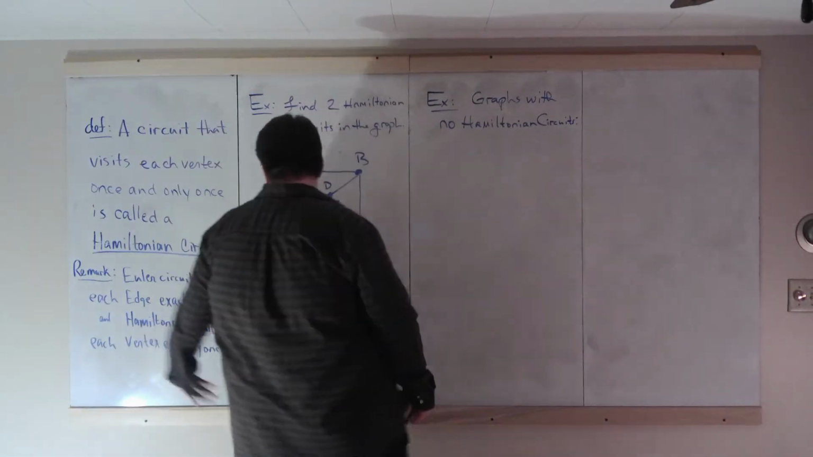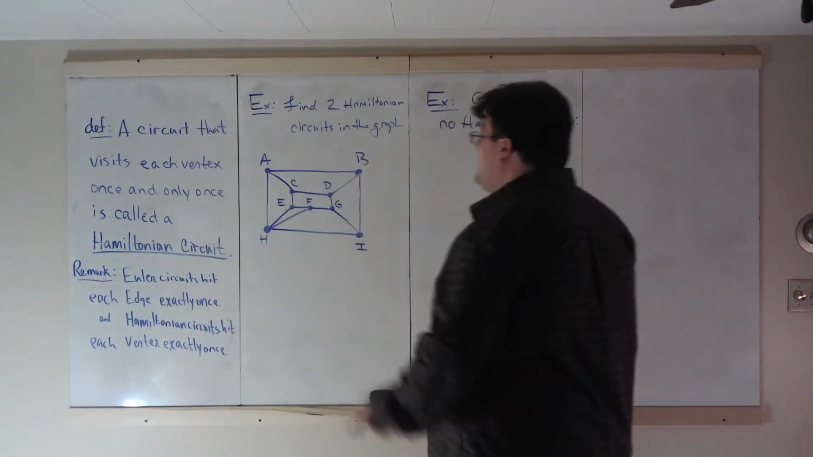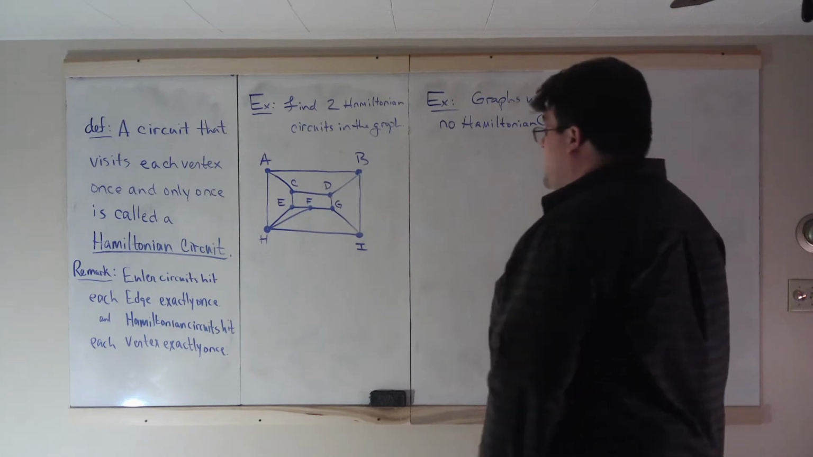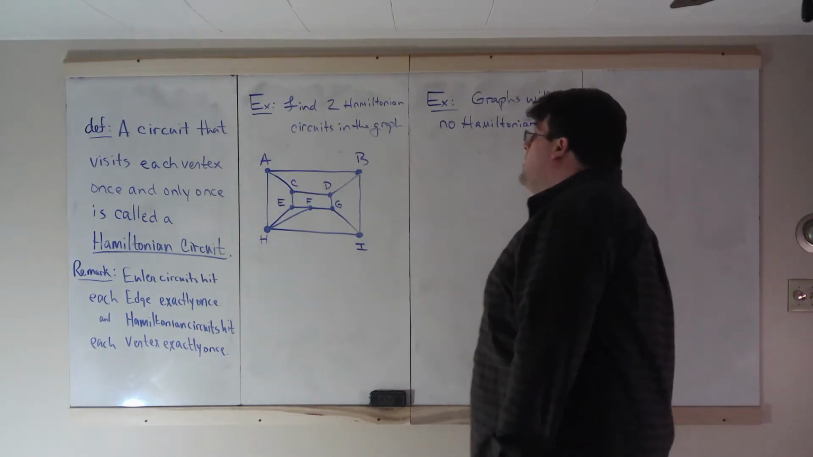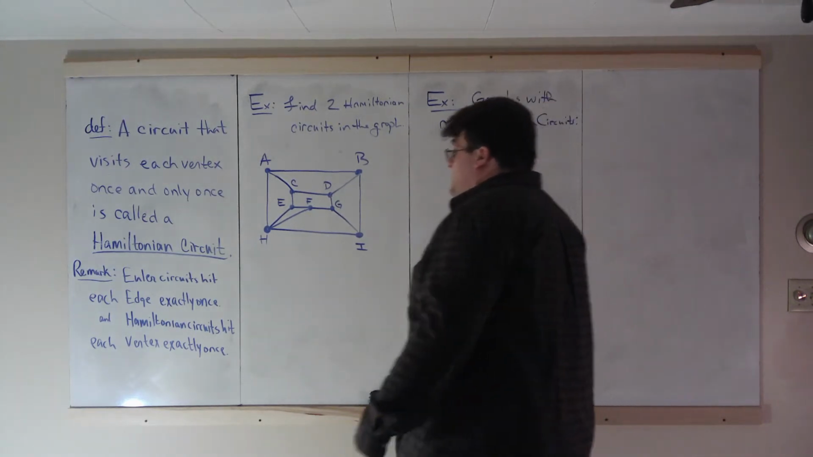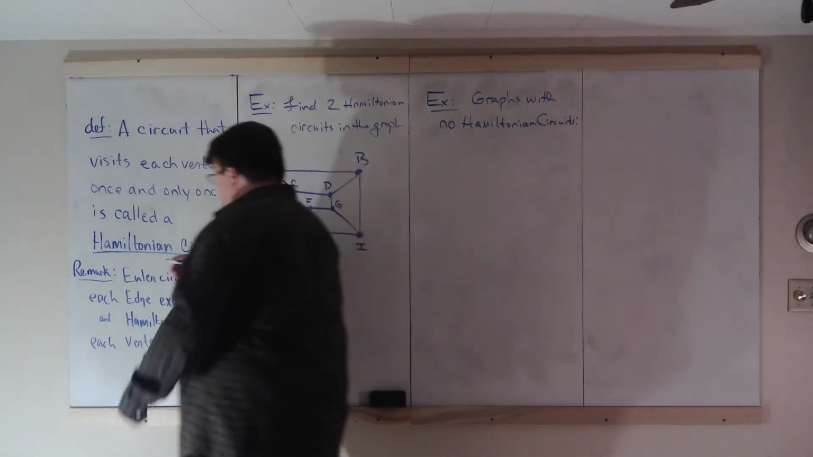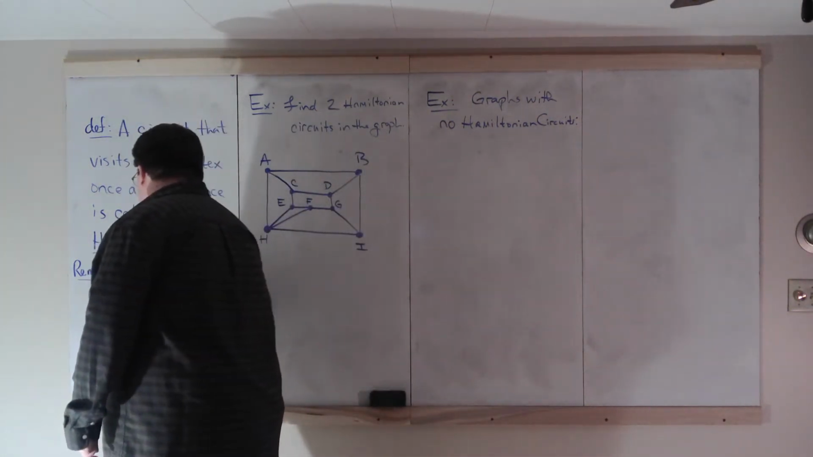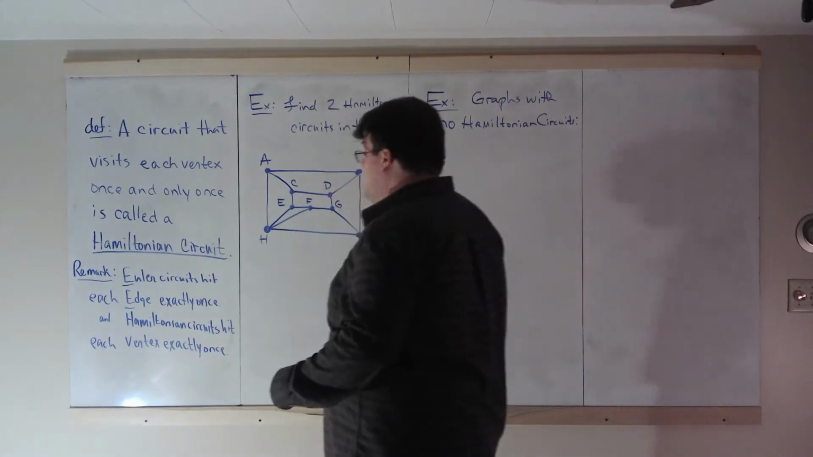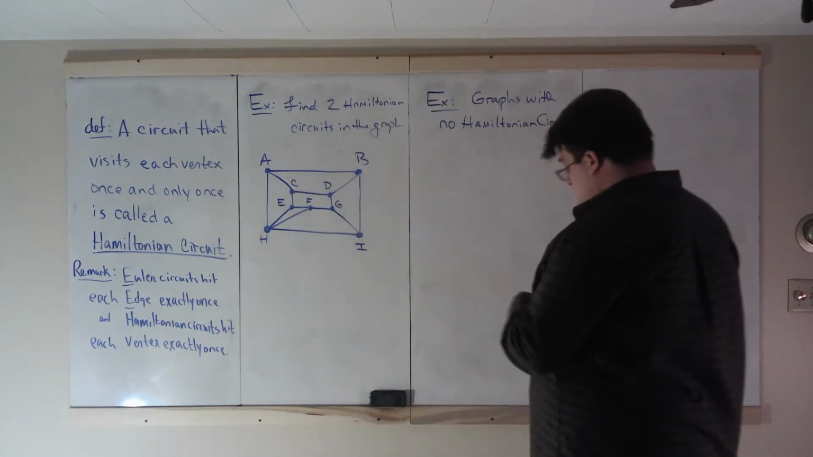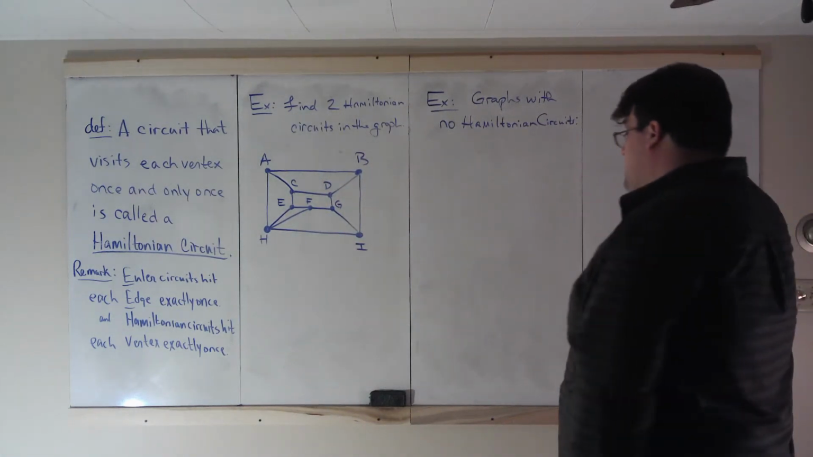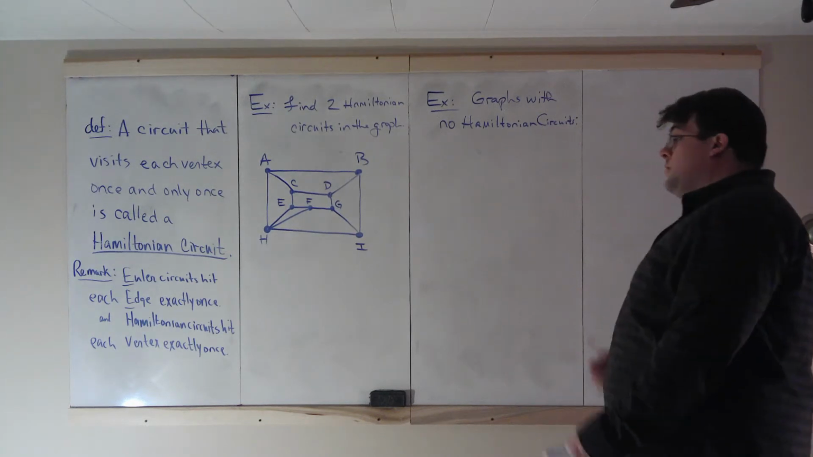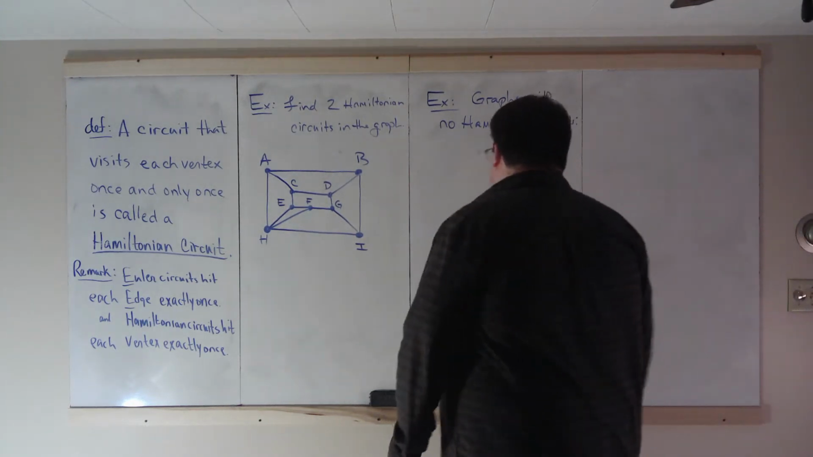So this remark just differentiates between Euler and Hamiltonian circuits. Euler circuits hit each edge exactly once, and Hamiltonian circuits hit each vertex exactly once. The way I like to differentiate between them is Euler and edge both start with E. That's really the only way I differentiate between them. Hamiltonian circuits hit each vertex once and only once.